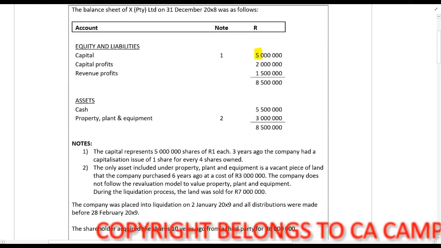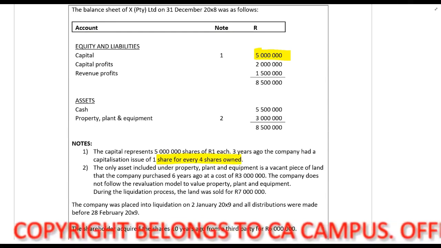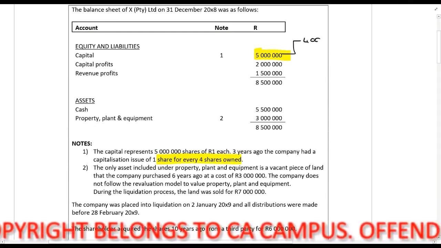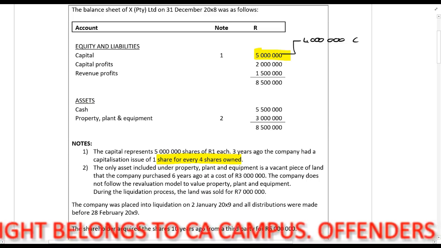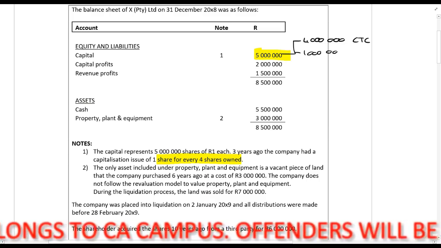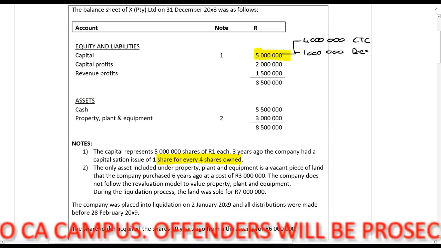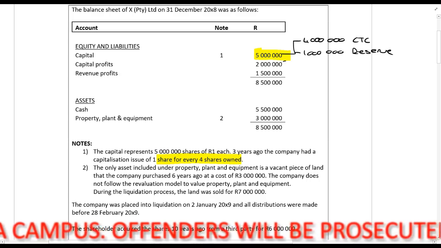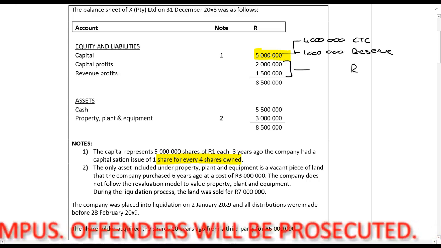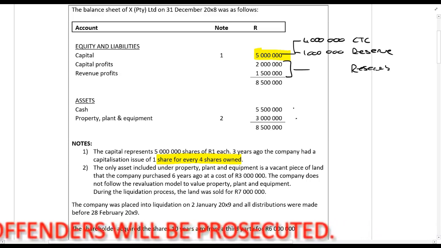We've got capital profits of 5 million and there was a capitalization share. So as before, guys, please refer to the previous example if you need to go through the whole story there. But it's the same story here. 4 million of that will be CTC and 1 million of that will be a reserve subject to dividends tax. The rest of that over there, also reserves. Then they give us cash and they give us property, plant and equipment, note number 2.